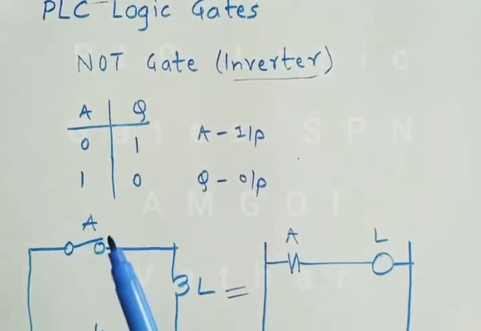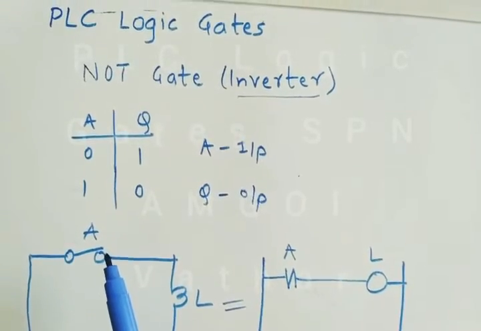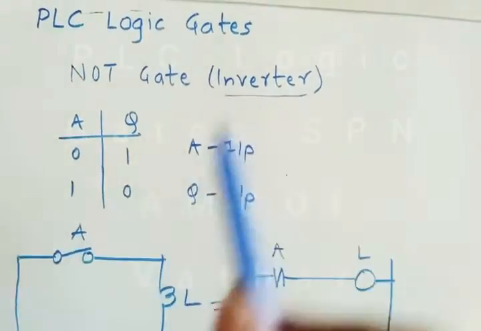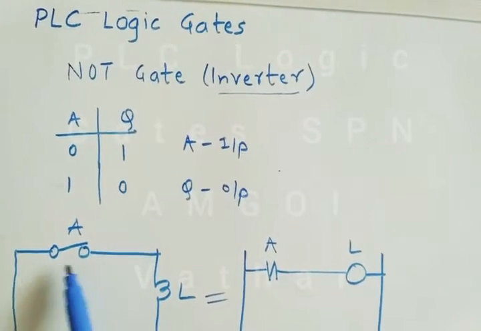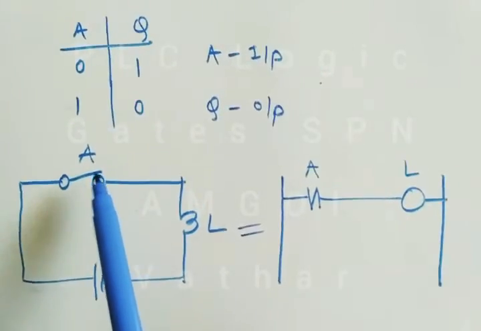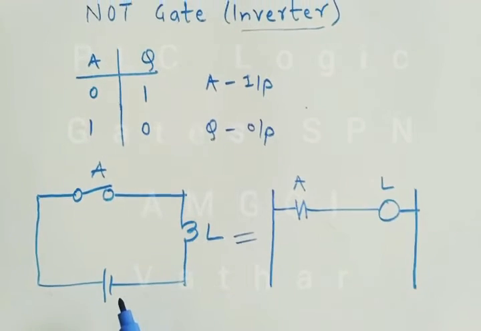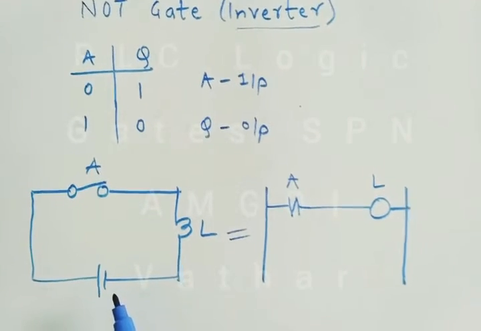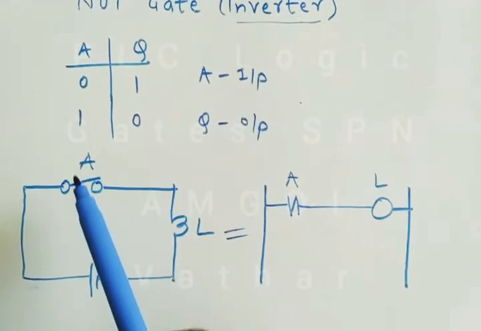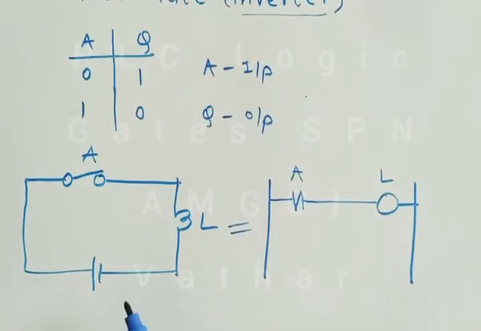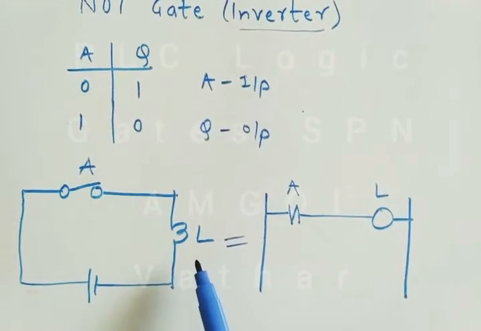The NOT gate. In the NOT gate, the input and the output are opposite to each other. That is why it is also known as the inverter gate. The NOT gate is realized by using a normally closed switch. This symbol in the electrical circuit represents a normally closed switch. When we press this switch, this will open. Open means it will turn off and the lamp will be turned off. So when we turn on the switch, the lamp will become off.